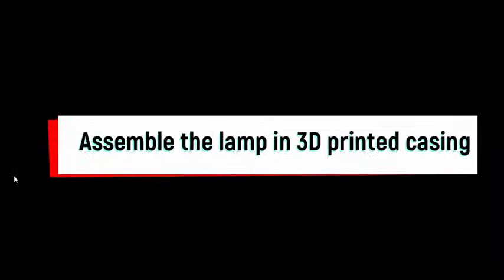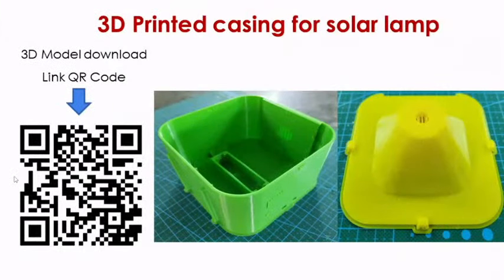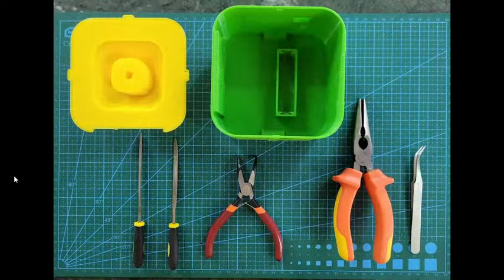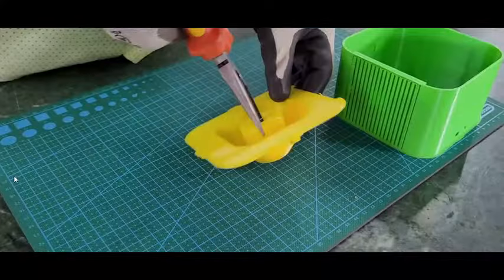Now let's assemble the lamp in 3D printed casing. So what you can do is, we have given a QR code. We have 3D printed the box and this LED holder on 3D printer. You can use that QR code to download the file. What we are going to need is a long nose plier, then tweezer, some files to clean the support and other extra material.